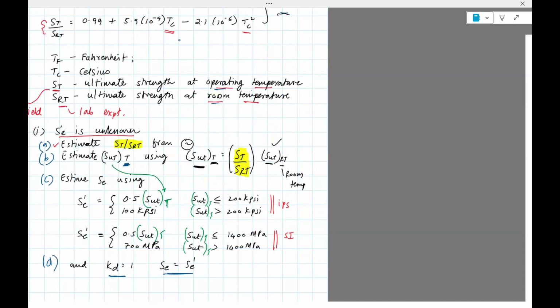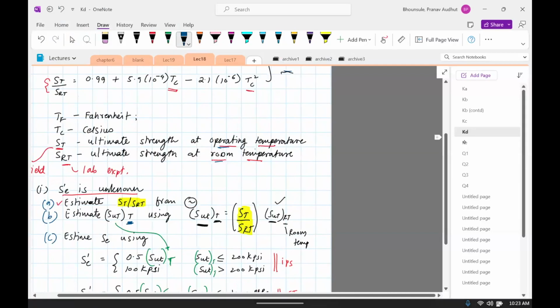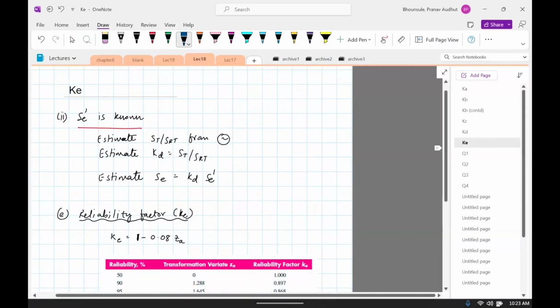Okay, again, I'm going through this very fast, but when I solve a problem, I think it'll be very clear as to how to use these formulas. Okay, SE prime is known. Sometimes SE prime is known. The steps are: one, you estimate the ratio first. B, estimate KD. KD is simply ST divided by SRT, and then C, estimate SE as KD times SE prime, and then go ahead. Okay, that's the KD, and now let's go to KE.